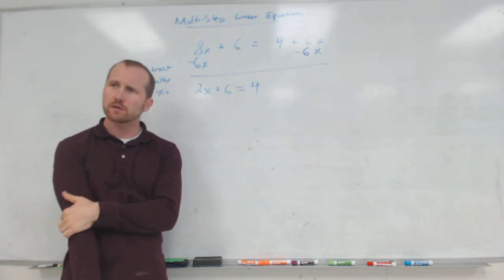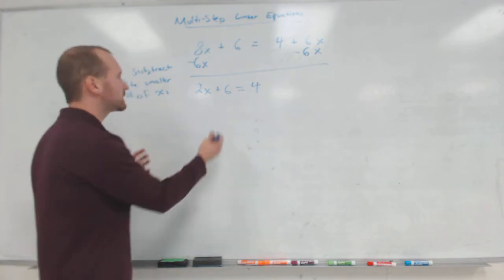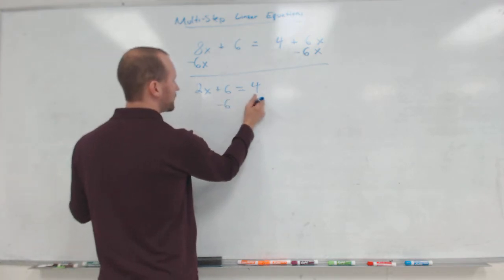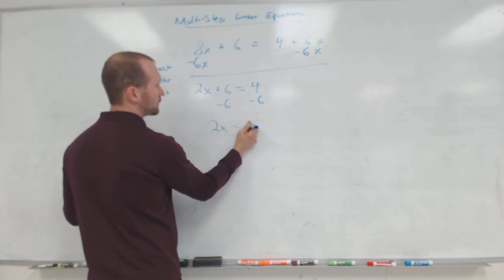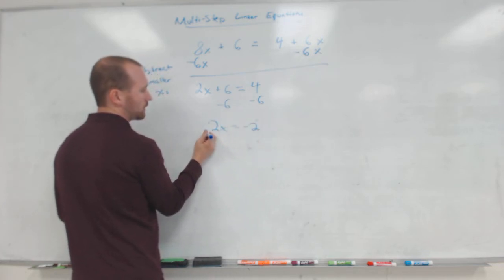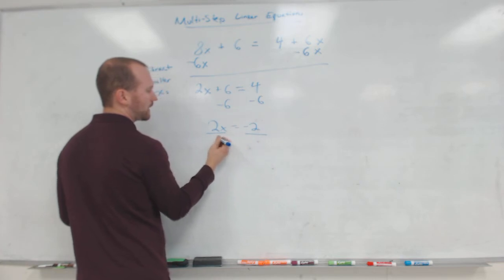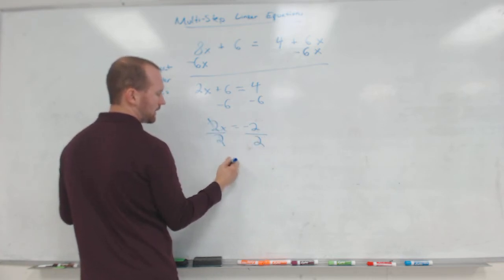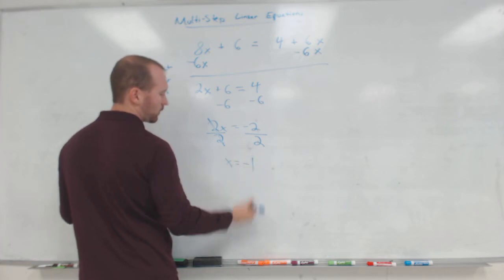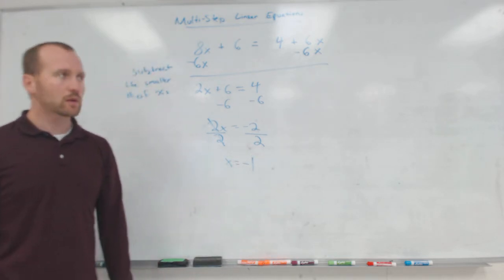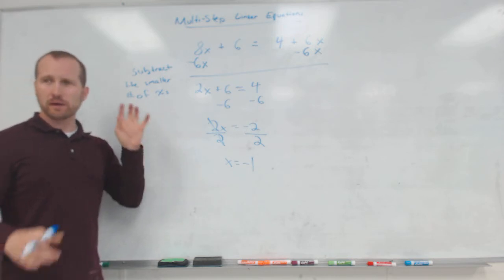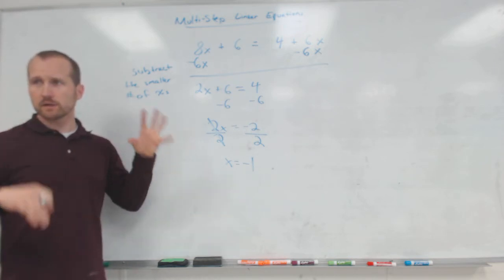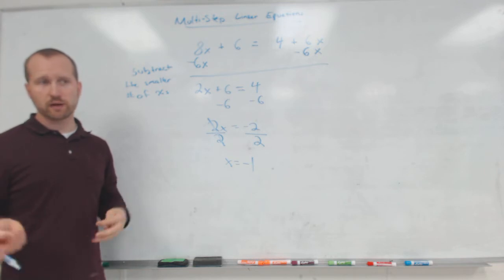Now what do I do? Minus 6, right? This should be really familiar. Get rid of that. 2x equals negative 2. Divide by 2 so that cancels. X equals negative 1. So we always want to subtract the smaller number of x's. When we have x's on both sides, subtract the smaller number of x's.